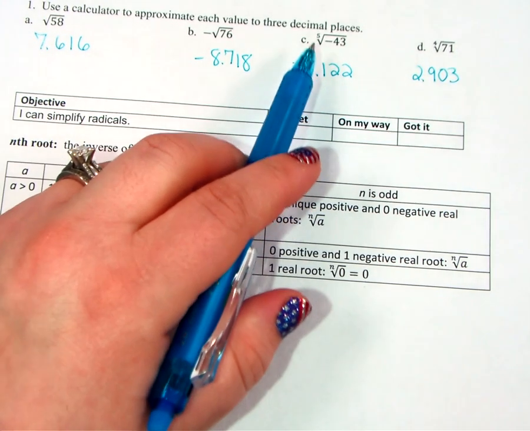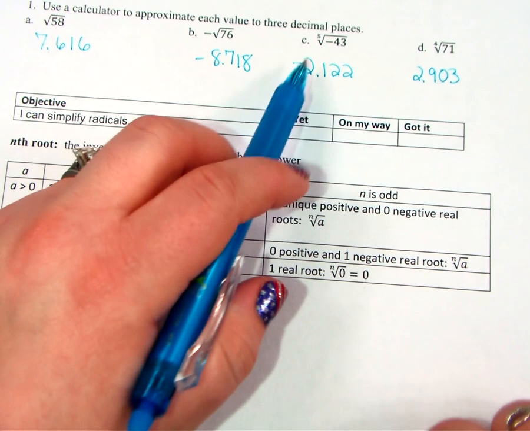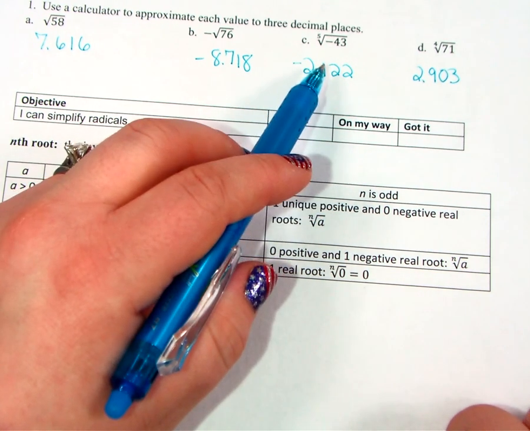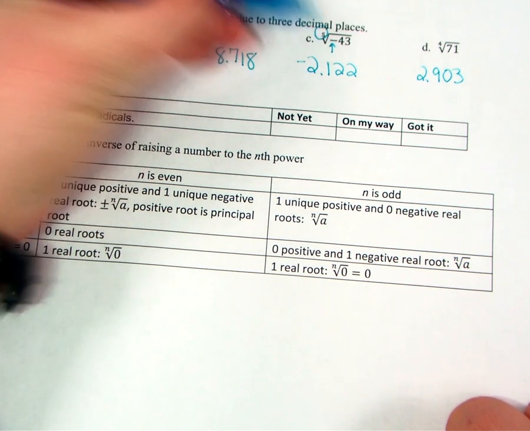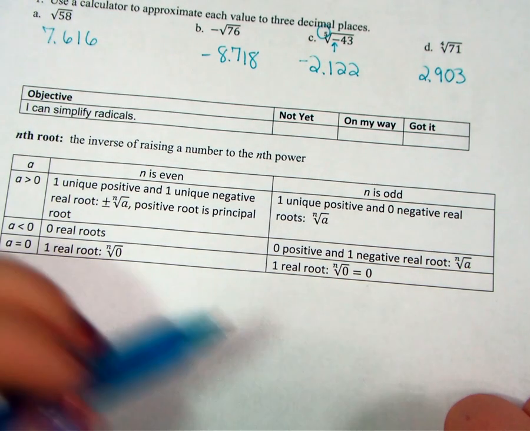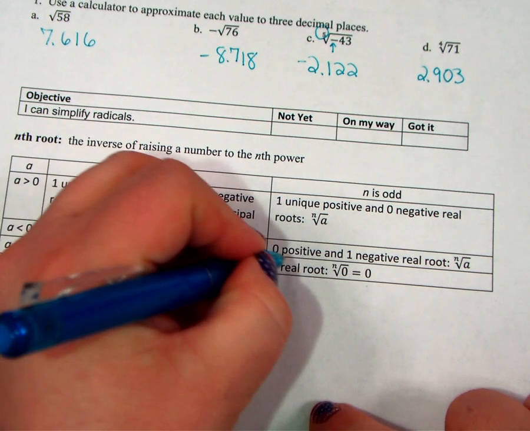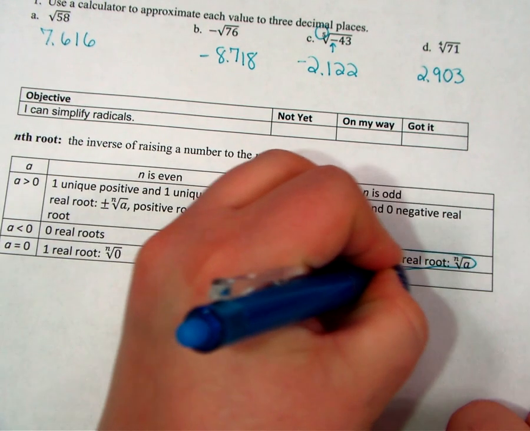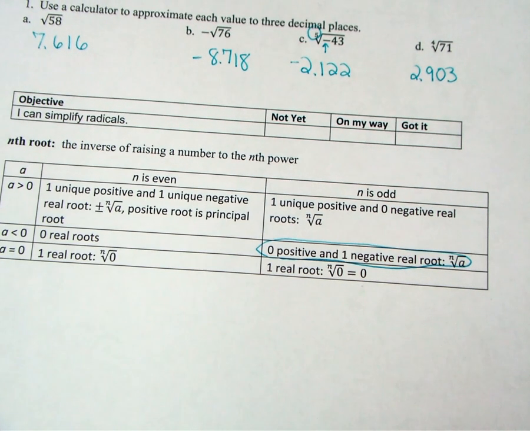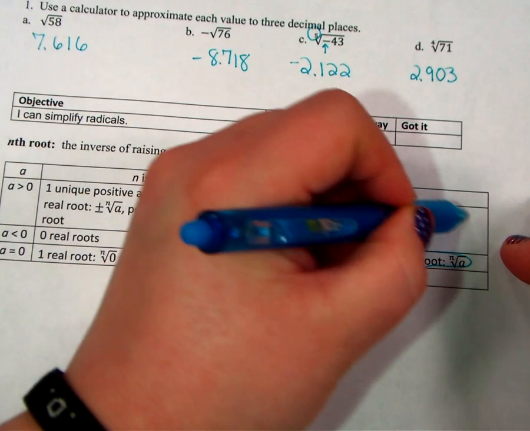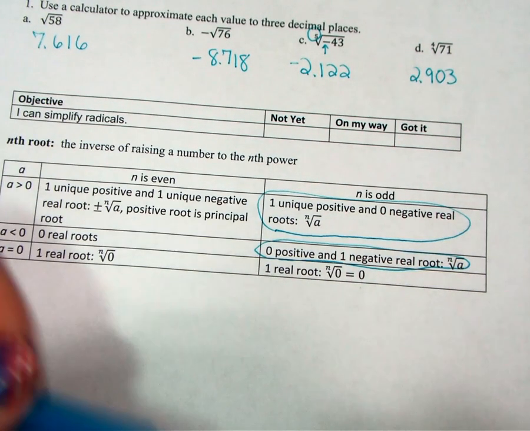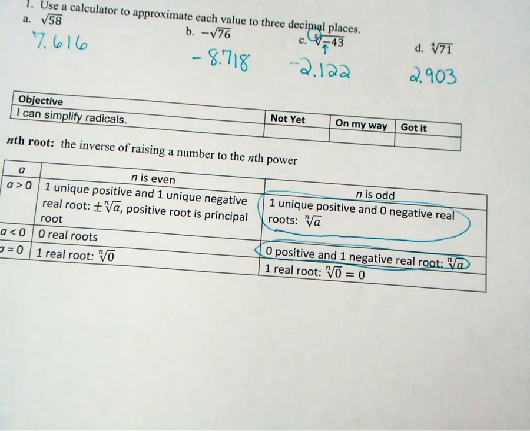You may have noticed up here that when I did the 5th root, it did not give me an imaginary number. When I have an odd root and a negative underneath the radical, my answer will just be negative. That's what this is saying right here. An odd root and my number underneath, my radicand, is a negative number. My answer will be negative. If it was a positive number, then my answer would be positive. And we all know that any root of 0 would just be 0.